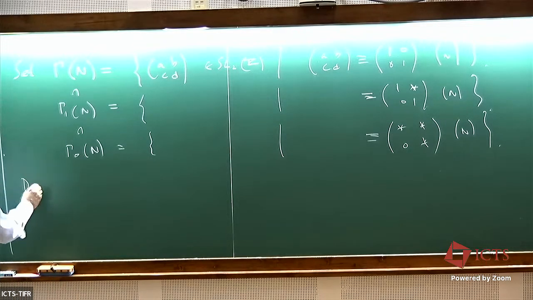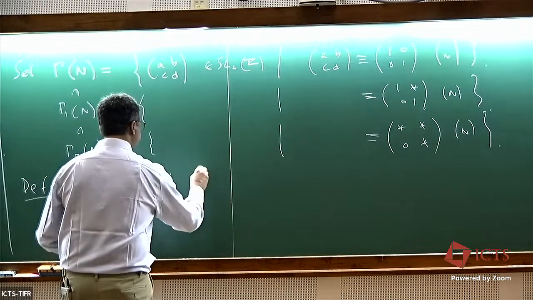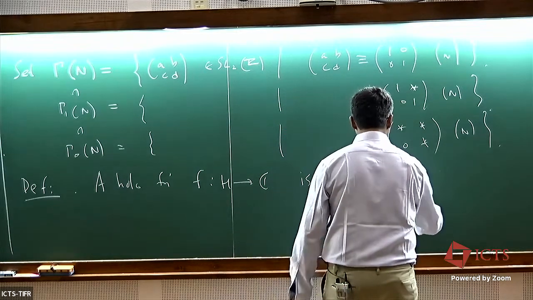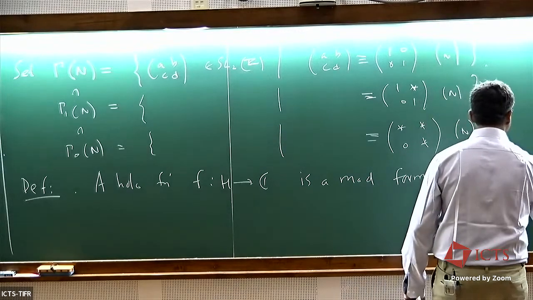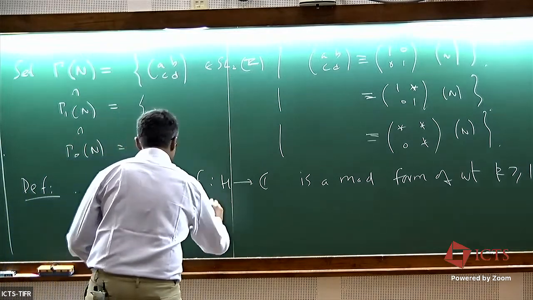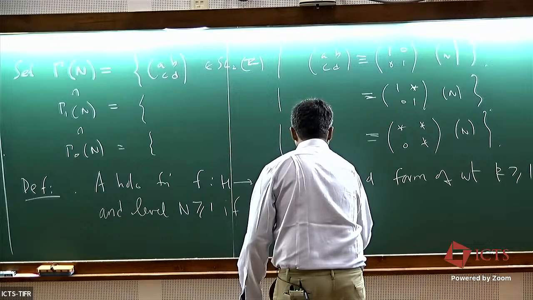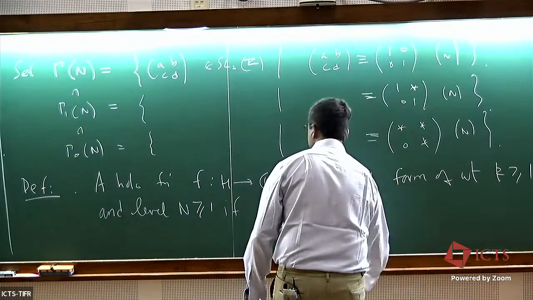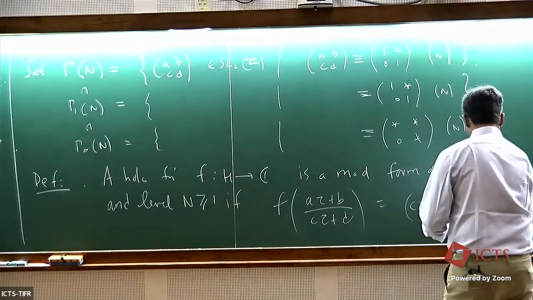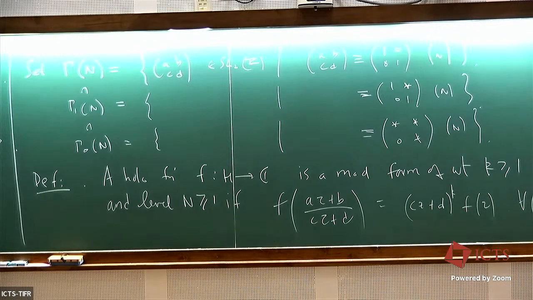Okay, so definition. A holomorphic function f is a modular form of weight k greater than or equal to 1 and level n greater than 0 if that equation over there, expanded a bit, f of (a tau plus b over c tau plus d) equals (c tau plus d) to the k times f of tau, for all (a, b; c, d) belonging to the appropriate group.